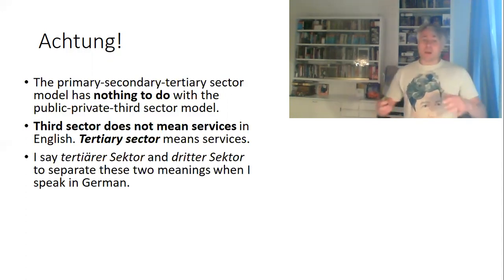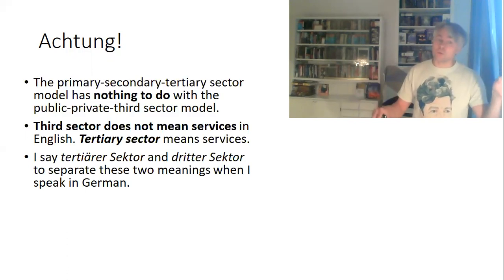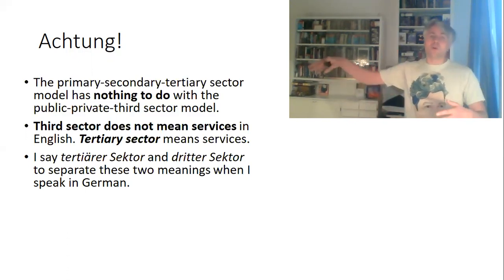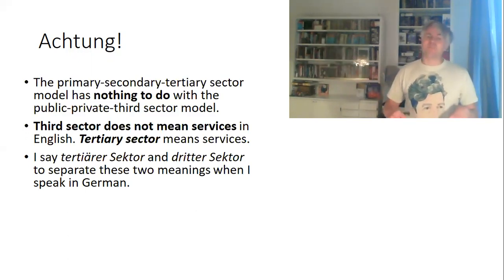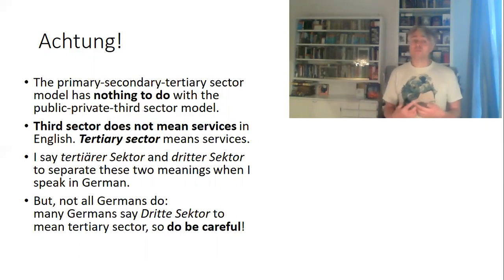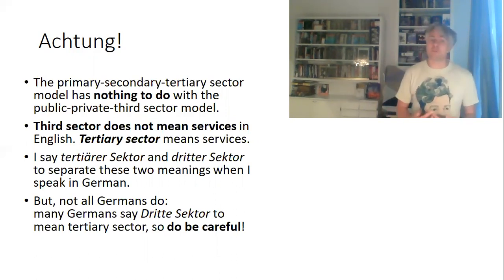If I speak German, I like to make this distinction nice and clear because I don't really find it helps to muddle it all up. So when I speak German, I say tertiäre Sektor to mean things like services, and I say dritte Sektor to talk about running NGOs. So in German, I try to separate it. On the other hand, maybe I'm doing that because I'm an Anglo-Saxon. I like to keep things clear. In German, we don't do this. Not all Germans do. If a German says dritte Sektor, you don't really know what they mean. They may mean tertiary sector, they may mean third sector. Be careful, look for clarification.